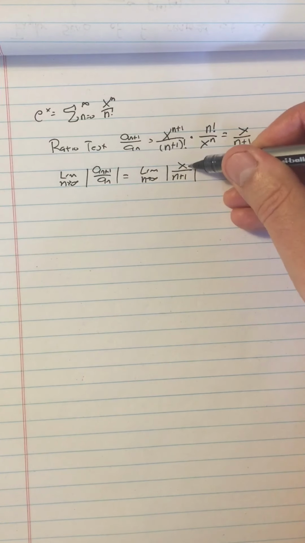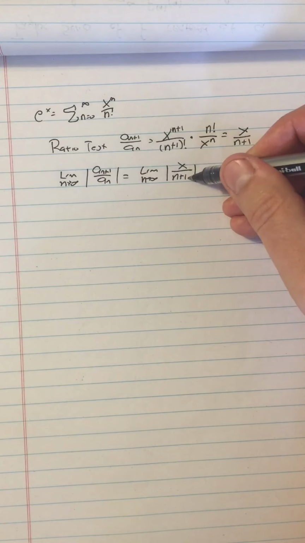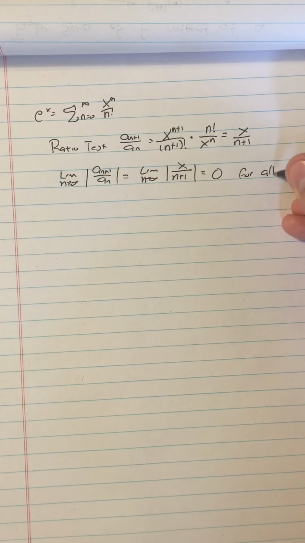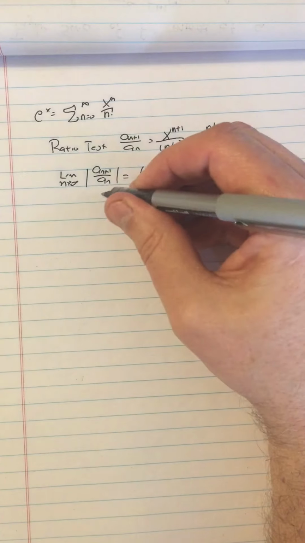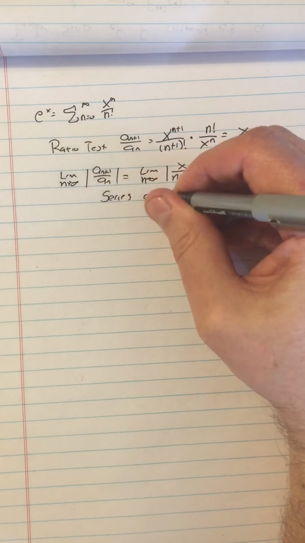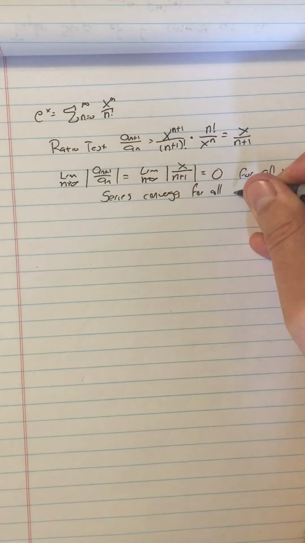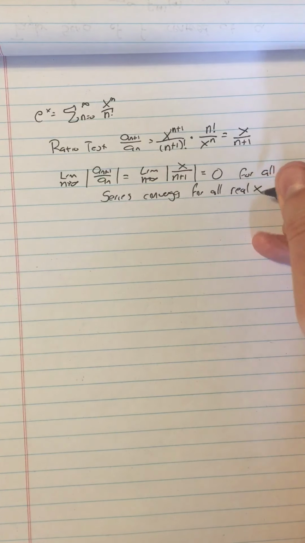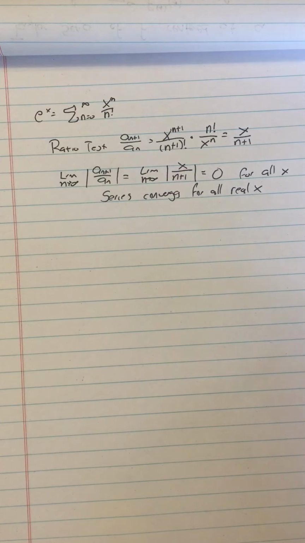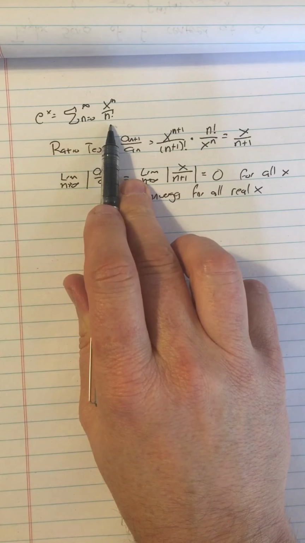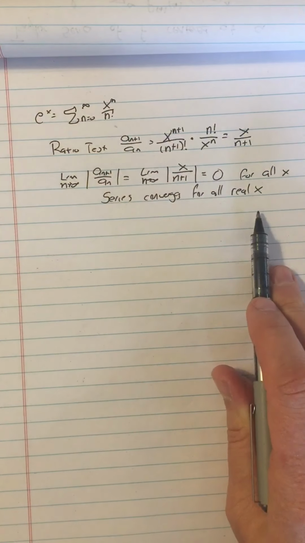For a given x, x is bounded, n plus 1 is increasing without bound, so that limit is 0 for all x. So that means that the series converges for all x, which in this class really means for all real numbers x. Yeah, so that's nice. So that means that e to the x is actually equal to this series that converges for all real numbers.